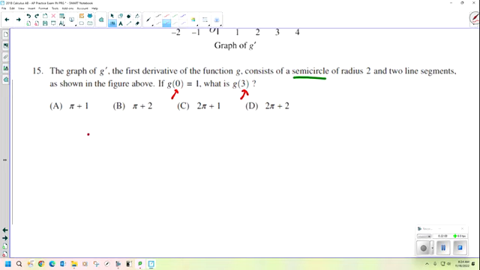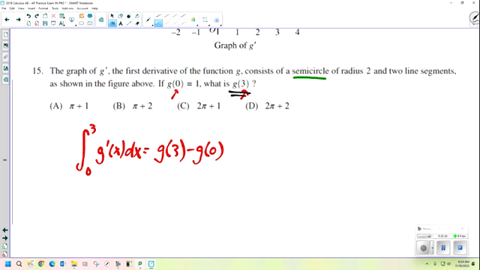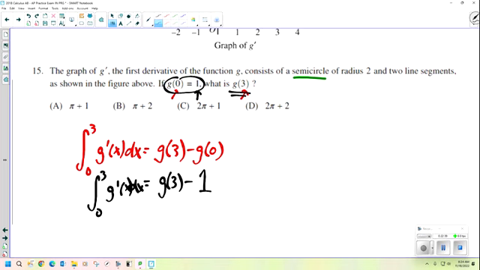I have the integration from 0 to 3 of g prime of x dx should equal g of 3 minus g of 0. They're asking us to solve for g of 3. I don't know what this is. But they give us g of 0. It's 1. Equals the integration from 0 to 3 of g prime of x dx. Man, that's messy. And what is integration if I don't have an equation? It's area under the curve.